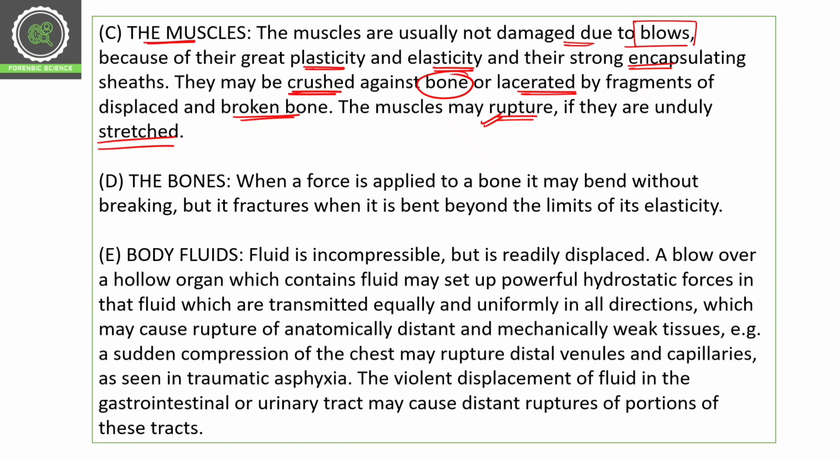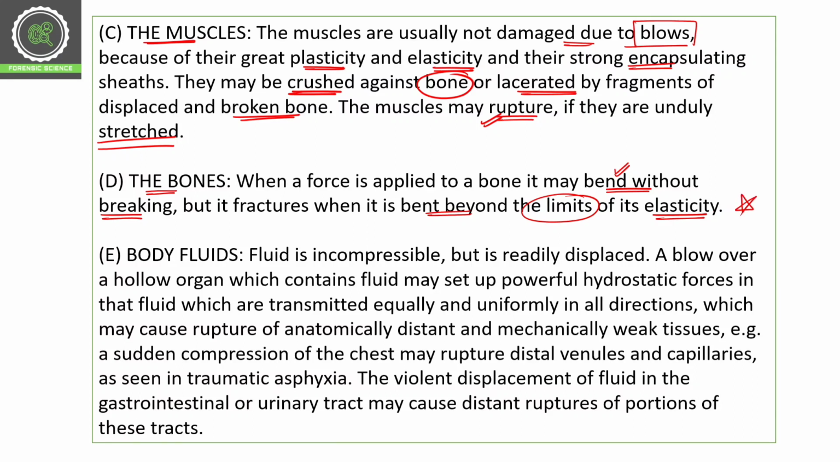Okay, next we have the bones. When a force is applied to a bone, it may be bent without breaking. So if we are applying great force to the bones, it might get bent, but a broken bone is a very hard phenomenon, we can say. A simple blow or force is not going to break the bones, but it fractures when it is bent beyond its limit and its elasticity. So that is the basic principle.